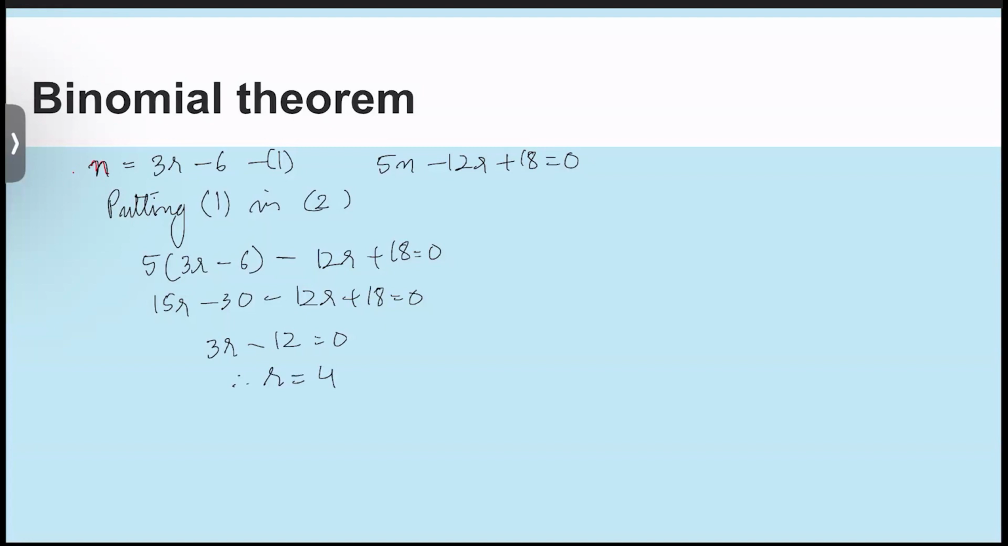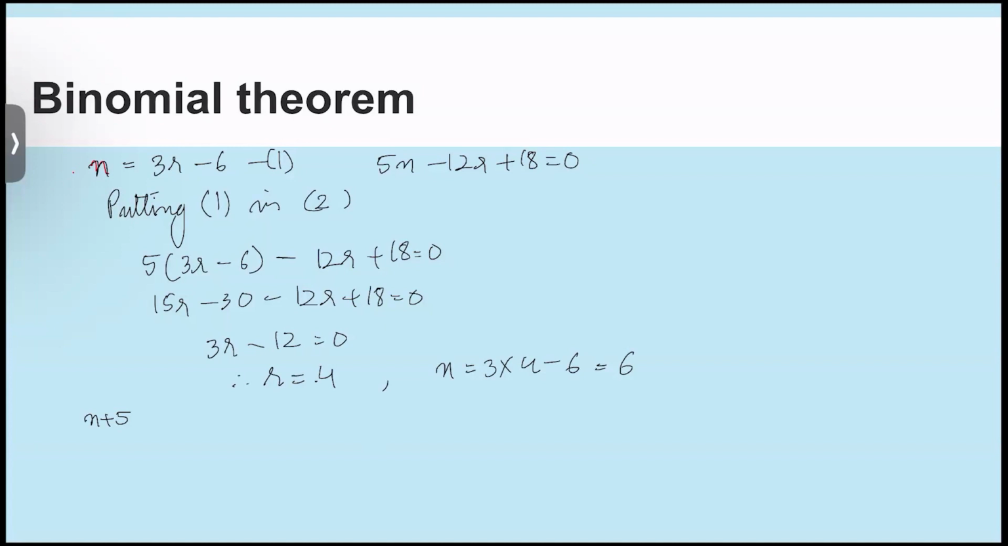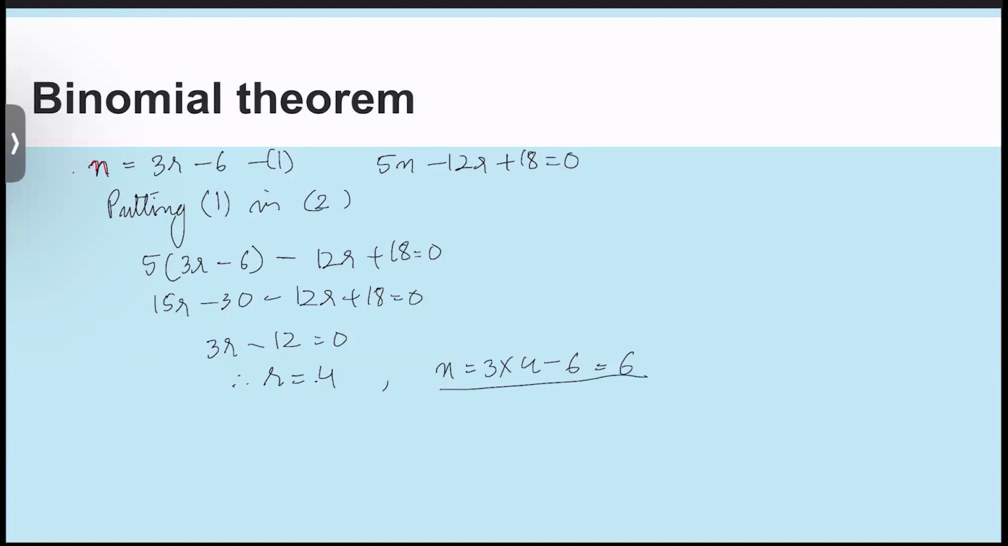So if your r is equal to 4, with your r you can calculate your n easily. So now your n is equal to 3 into 4 minus 6. So that is going to be 6. So n is 6. So now what will your coefficients become? Your coefficients will now become 6 plus 5. So your n is equal to 6. So we found our first result: n is equal to 6.